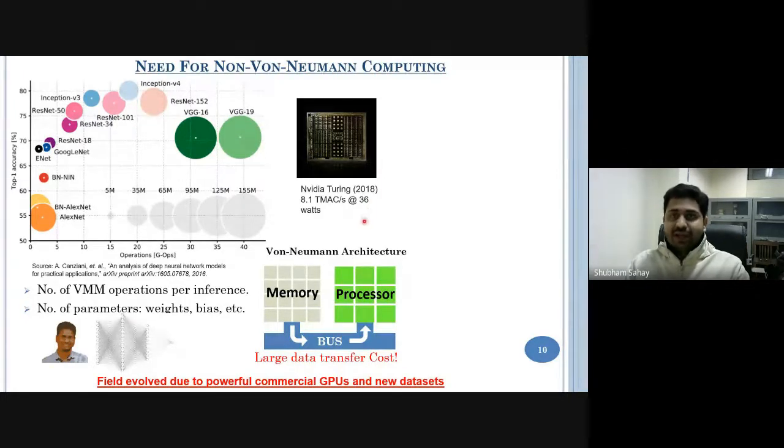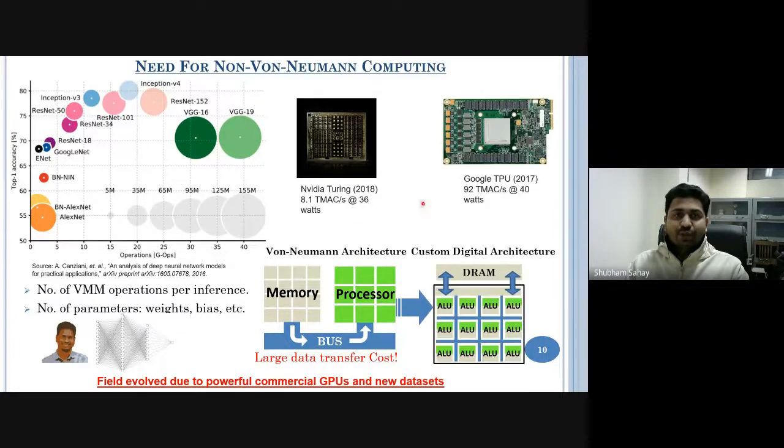So Google in its server intelligently used this Google TPU. TPU is the tensor processing unit that they developed for this AI application. As you see, they improved its throughput to 92 teramacs per second. Here it was 8.1, so they have almost 10 times higher throughput, but the power almost remains the same. This also takes only 40 watts.